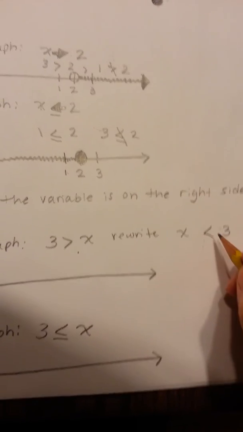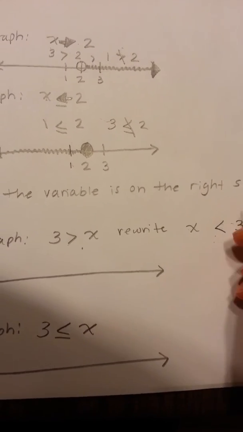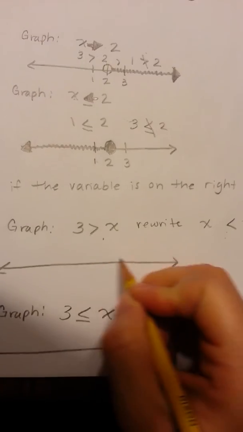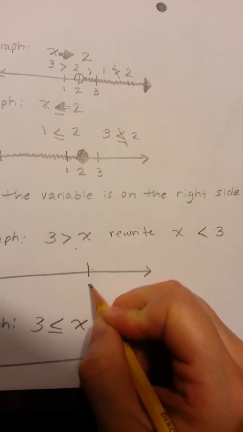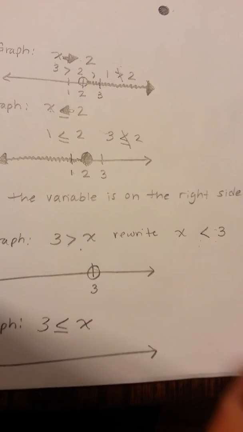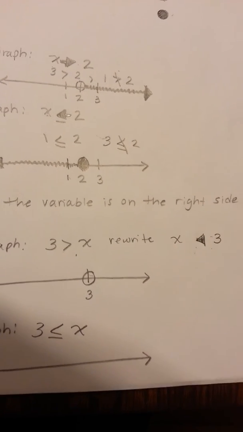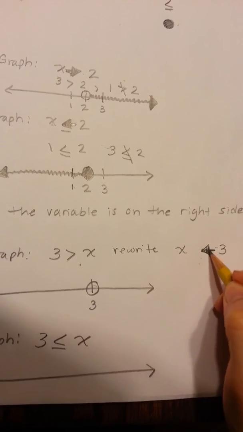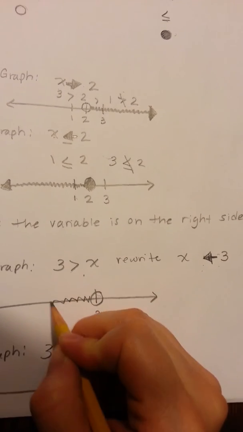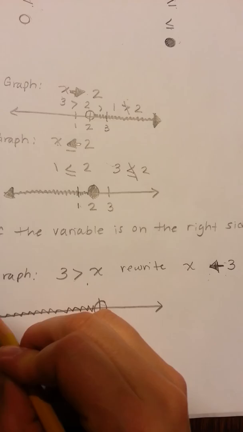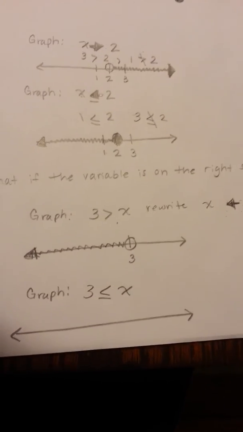So they're the same statements. Now that it's written correctly, I can go ahead and start plotting it. Here's my 3. It's going to be open, and I'm going to be facing to the left side. Here I go. And that will be my solution.